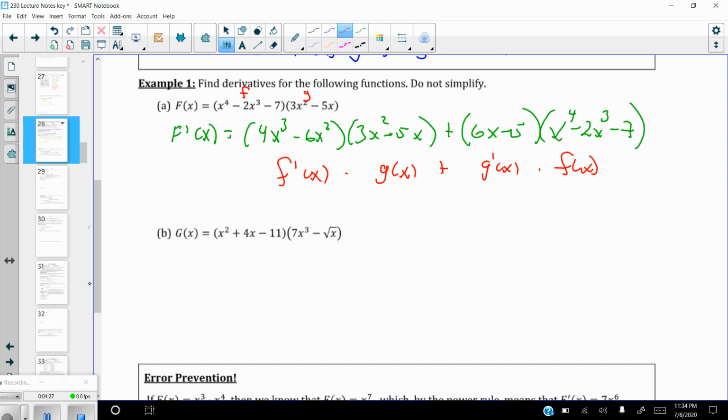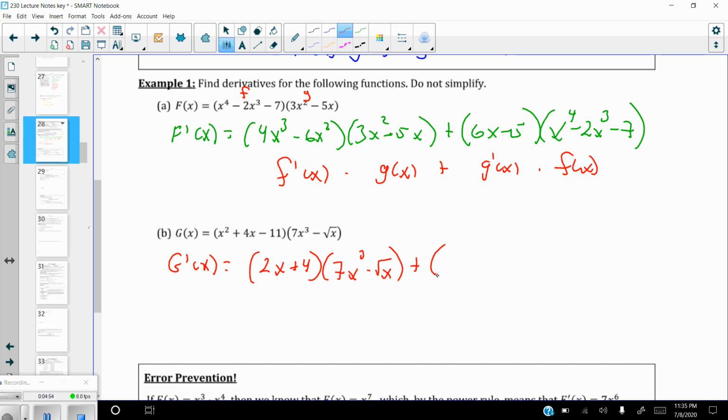So the derivative of capital G of x here is going to be g prime of x. So we do the derivative of the first function. The derivative of the first parentheses is 2x plus 4 times the second parentheses, which is 7x cubed minus square root of x, plus. Now we take the derivative of the second parentheses.